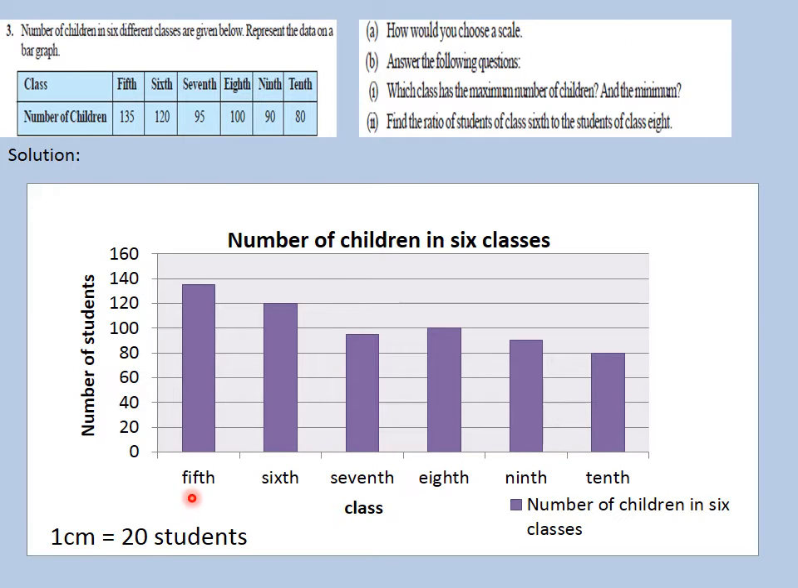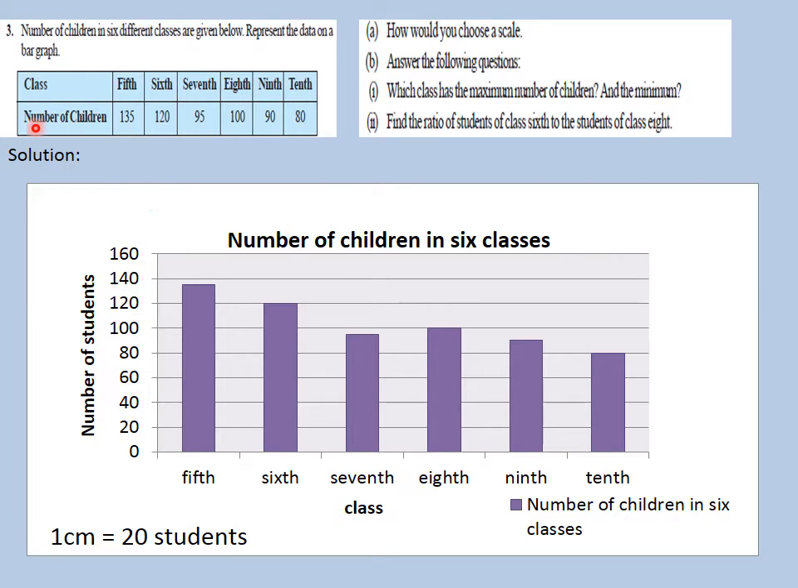Now let us see the first question. On the x-axis, what have we drawn? We have drawn the classes: 5th class, 6th class, 7th class, 8th class, 9th class, 10th class. The first row we have drawn on the x-axis. There are only 2 axes, x-axis and y-axis. The horizontal line is called the x-axis and the vertical line is called the y-axis.